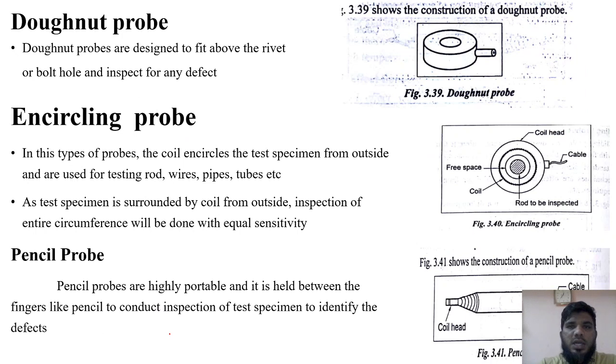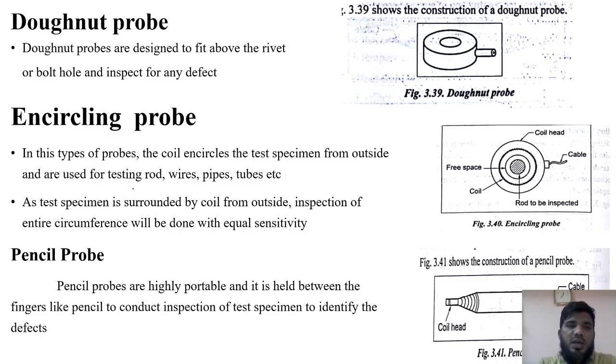So next is the doughnut probe. The doughnut probe is used for holes. If there are some kinds of screws, then you can use this doughnut probe. The probe will be like this. There is a hole through which the material will be passing, that is, the bolt which we are going to inspect will be passing through this.